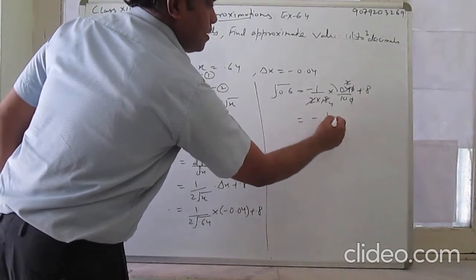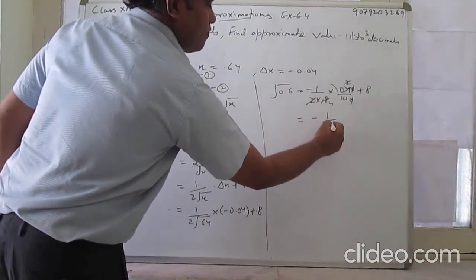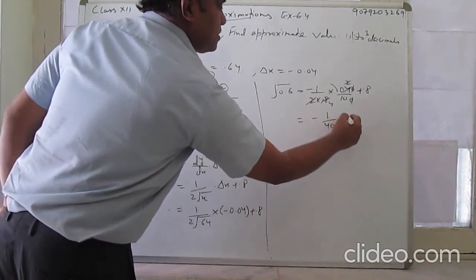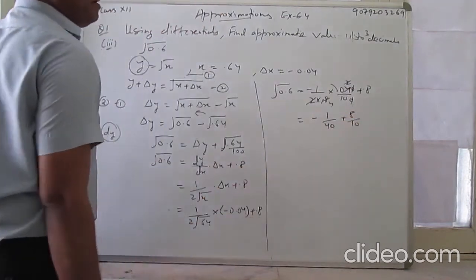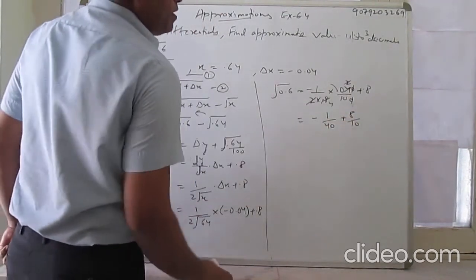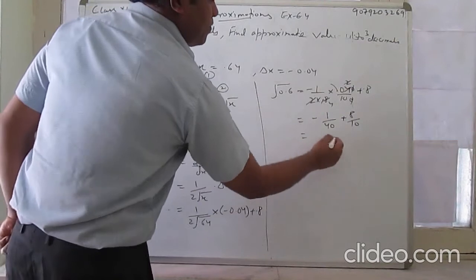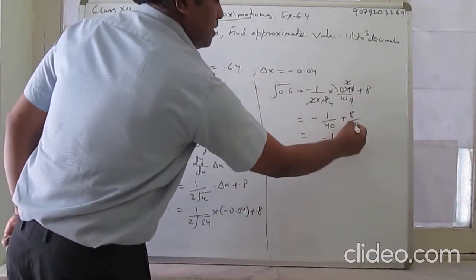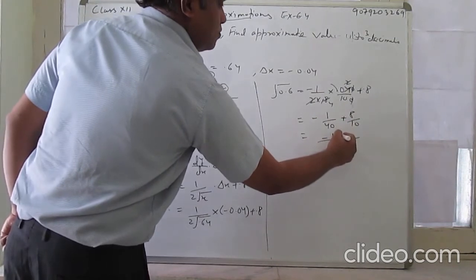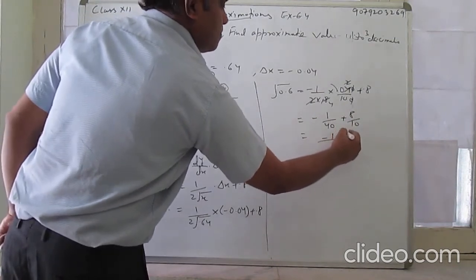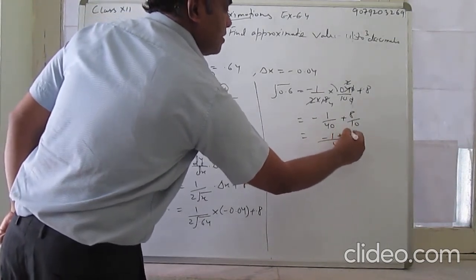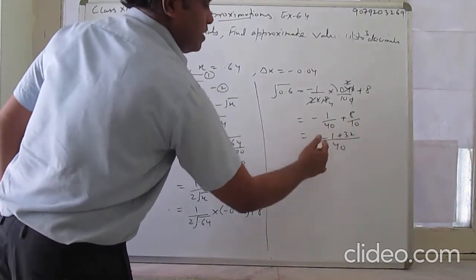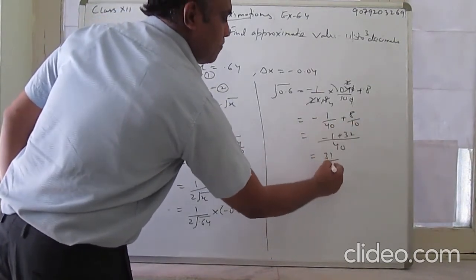So minus 1 upon 40 plus 8 upon 10 plus 8 upon 10. If I take LCM 40, so it is minus 1, 10 plus 32 plus 32, 10 4 ja and 4 8 ja. So it is 31 upon 40.